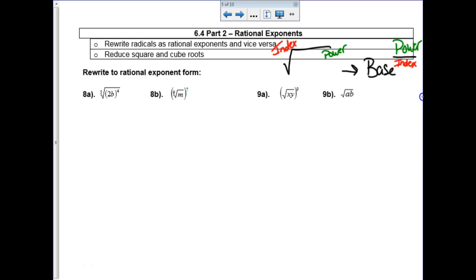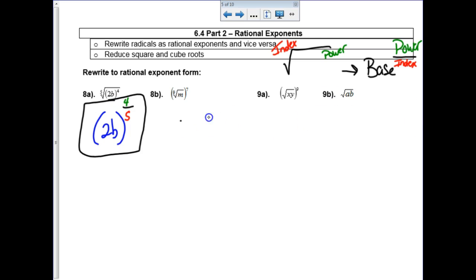So this guy here, the base is a 2b, so I'm going to write down 2b as my base, holding up my new exponent here. The power is a 4, and I'm supposed to divide that by the index number, which is this 5 here. So 2b to the 4/5 power is what they want to see for that answer. It's a really easy question once you know the formula.